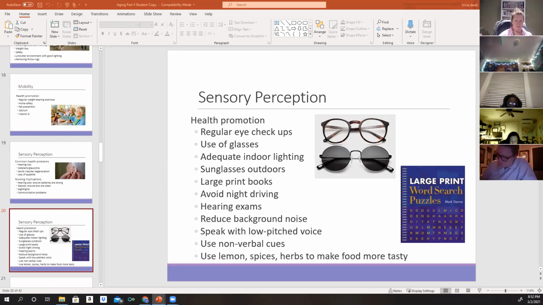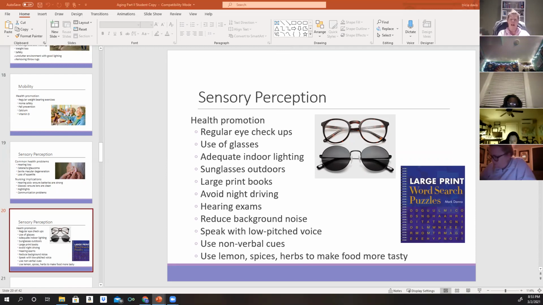We want to recommend that they avoid nighttime driving if it really bothers them, the other lights of the oncoming cars. We want them to be safe. We don't want them to hurt themselves or anyone else, so they should probably just avoid nighttime driving altogether. We want to recommend that they have either a magnifying glass or they can buy large print books. They have word searches and crossword puzzles in the dollar store. You'll see them all the time. They come in that large print. We want to make sure they're going for their hearing exams.